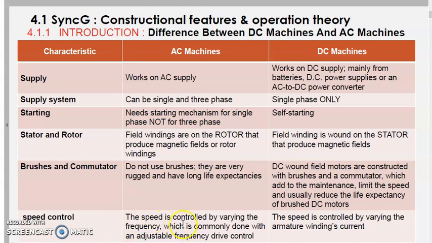And the speed control: the speed is controlled by varying the frequency, because we know that the speed of your AC motor or AC machine will be directly proportional to the frequency of the system. Meanwhile, the speed of the DC machine will be varied by varying the armature winding current. We adjust the current, and we are able to adjust the speed. This one is only by adjusting the frequency of the system.